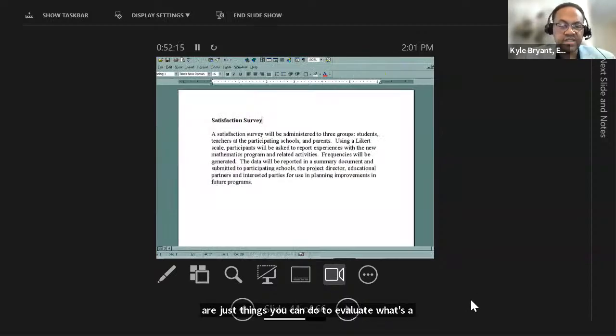In terms of a satisfaction survey, this is an example. A satisfaction survey will be administered to 3 groups: students, teachers, and the participating schools and parents. Using a Likert scale, participants will be asked to report experiences with the new mathematics program and related activities. Frequencies will be generated. A Likert scale is simply like rate 1 to 5. What do you think about this program? Where 1 is the poorest and 5 is this is awesome. The data will be reported in a summary document and submitted to participating schools, the project director, educational partners, and interested parties for use in planning improvements in future programs.